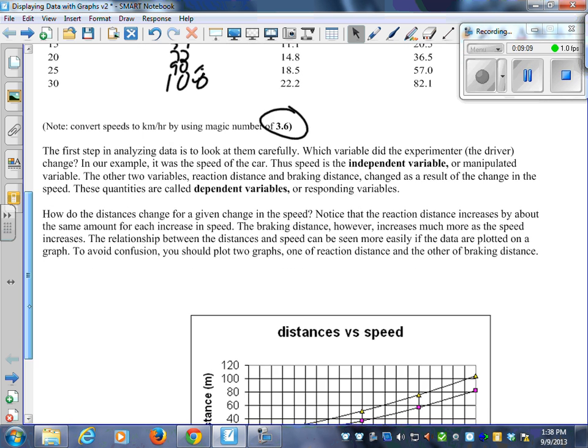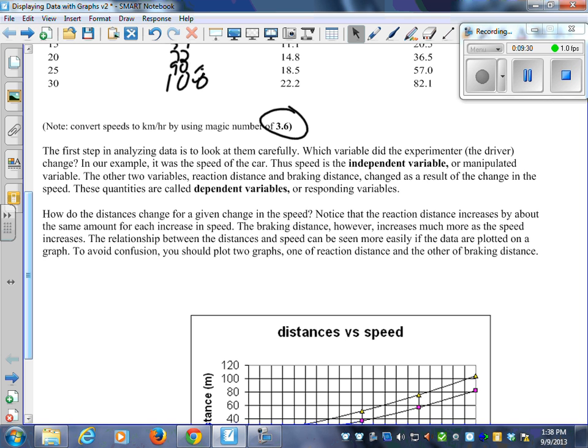Okay, so the first step in analyzing the data is to look at them carefully. Which variable did the experimenter or the driver change? In our example, it was the speed of the car. Speed is the independent variable. Have you heard that before, Joey? Independent variable. You have. In math class, I'm guessing. Or manipulated variable. It's the one that we had some control over, right?